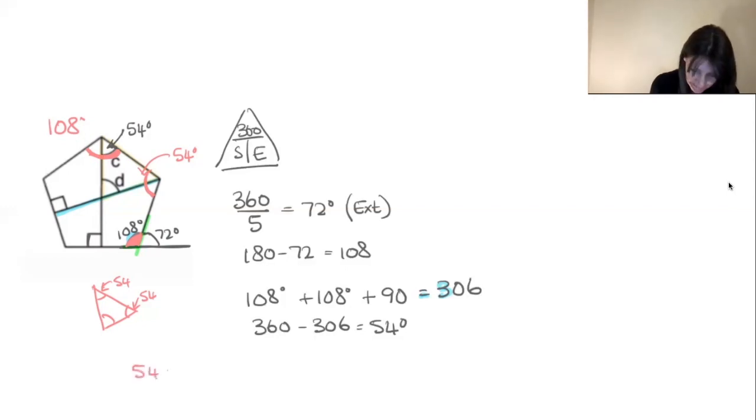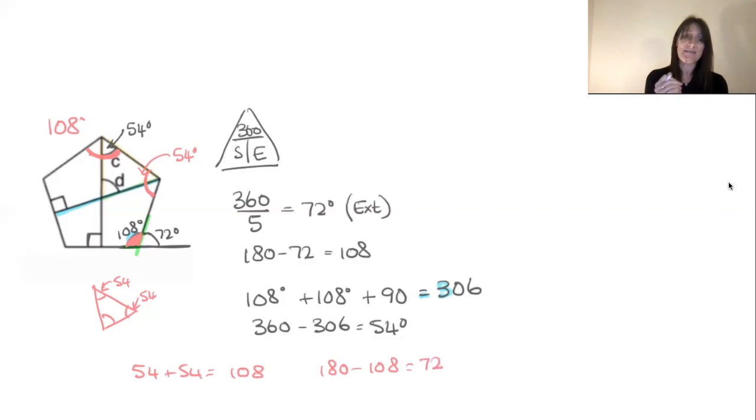So 54 plus 54 we know is 108. 180 take away 108 is 72. So actually it turns out that D is 72, the same as our exterior angle. And there's a lot of symmetry that goes on with regular shapes. So you can see the same angles cropping up where you might not expect them.